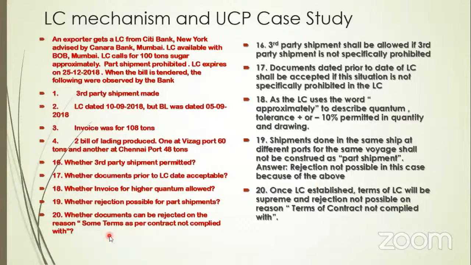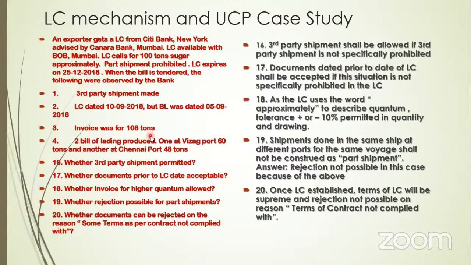Don't worry, it's not arithmetic. It's only theory. Approximately means your tolerance level will be plus or minus 10%. Not exceeding is something they will sometimes use. If the LC calls for 100 ton sugar, not exceeding, then your tolerance level will be plus or minus 5%. So keep the UCP 600 rules in mind a little bit, that will also help you to score more. Don't miss that.